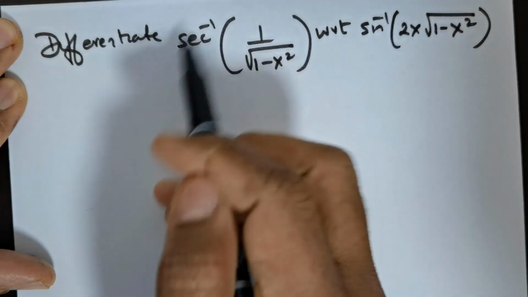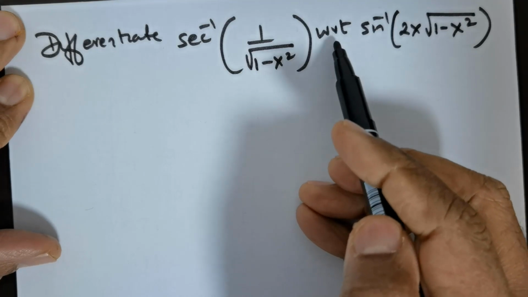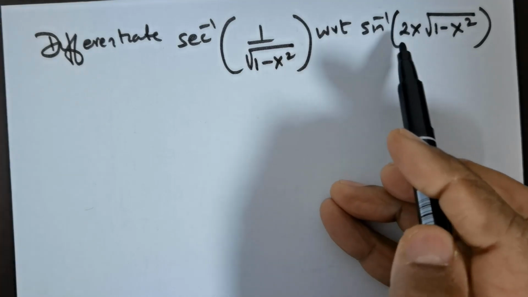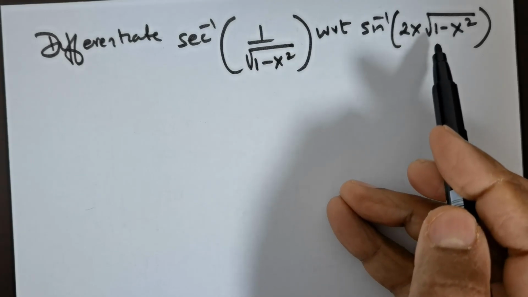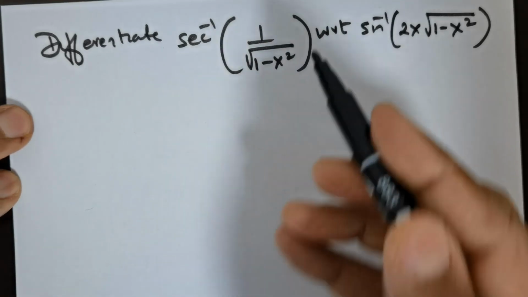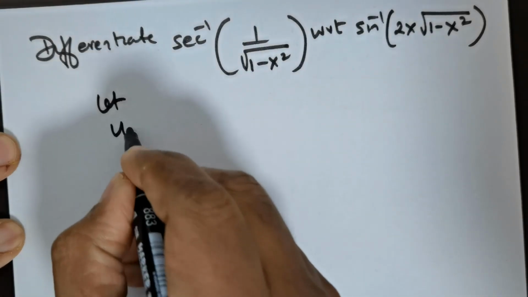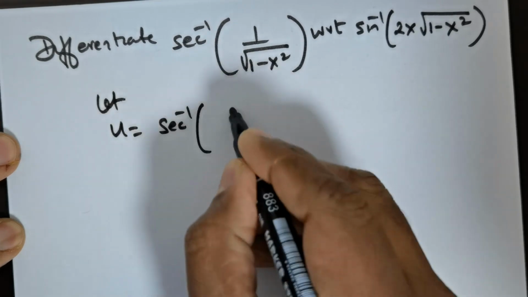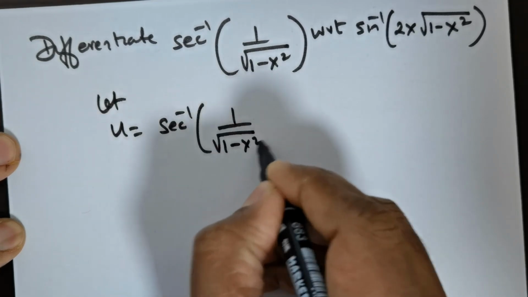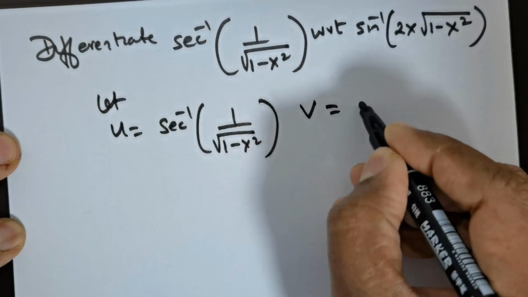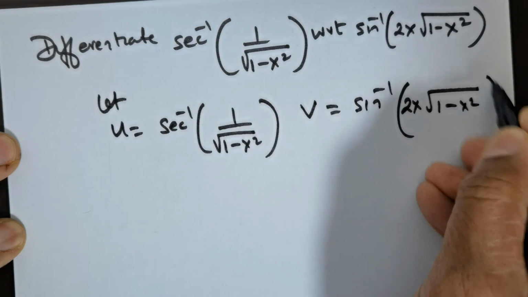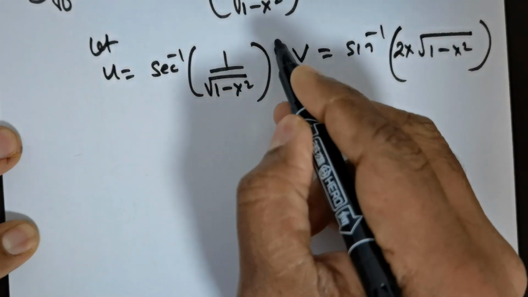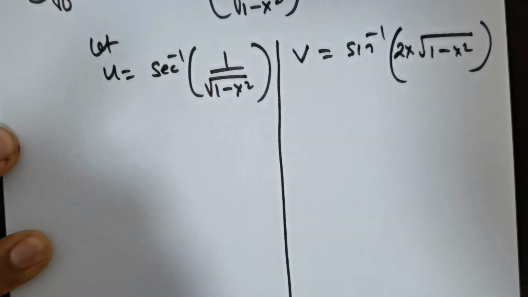We are expected to differentiate this quantity with respect to sine inverse of 2x times root of 1 negative x squared. So foremost, let u be equal to secant inverse of 1 over root of 1 negative x squared, and v be equal to sine inverse of 2x times the root of 1 negative x squared. Then I will consider this quantity first.